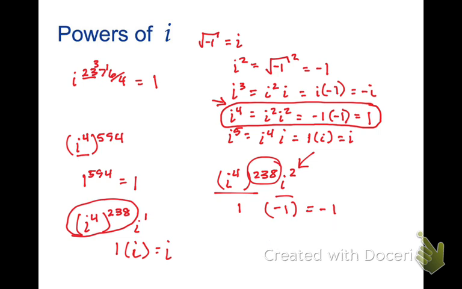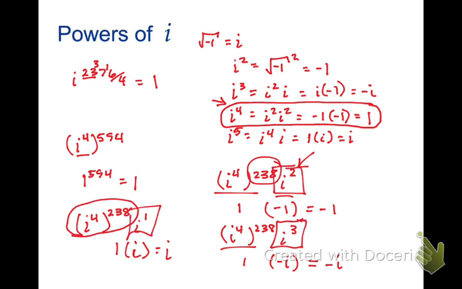So if I divide, and I have a remainder of 3, well, this is 1, and what's i cubed? Negative i. So the answer is negative i. Whatever your remainder is, that's your answer.